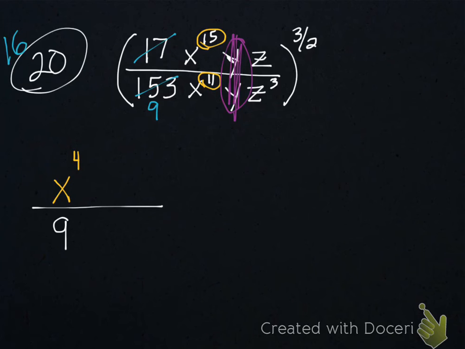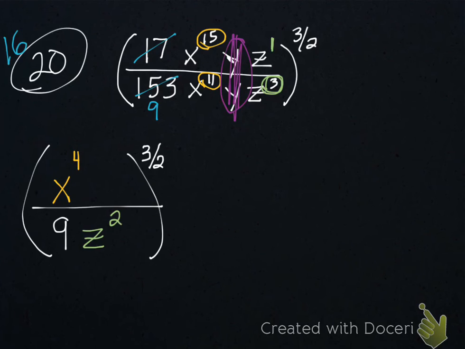Now let's look at the z's. I have 1 on top and 3 on bottom. So I'm going to be left with 2 z's in the denominator. But we're not done yet. Remember that fraction? There were parentheses with a 3/2 on the outside. So now we have to distribute that 3/2 to everything inside the parentheses. So let's start on the top with x.